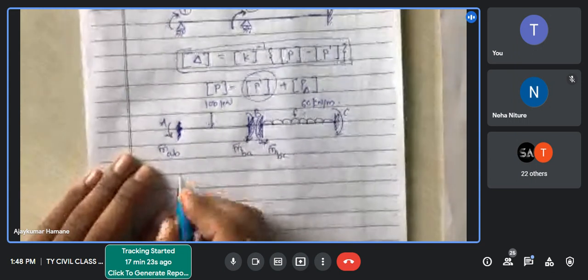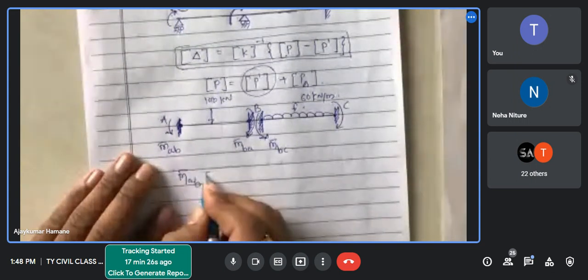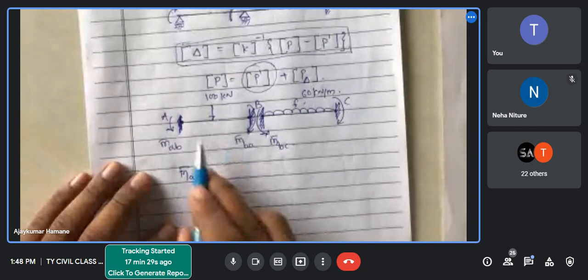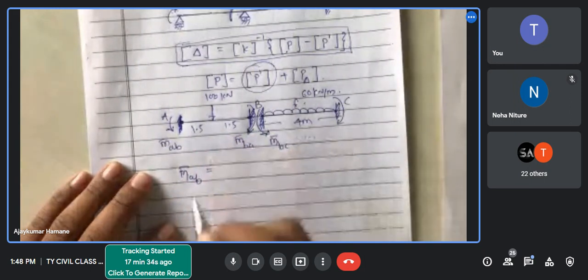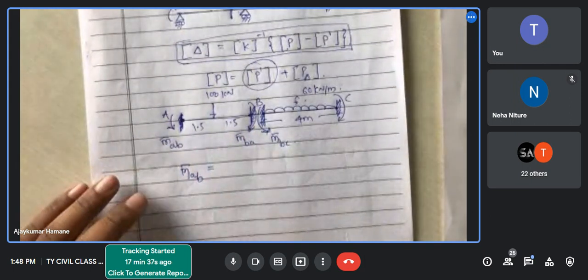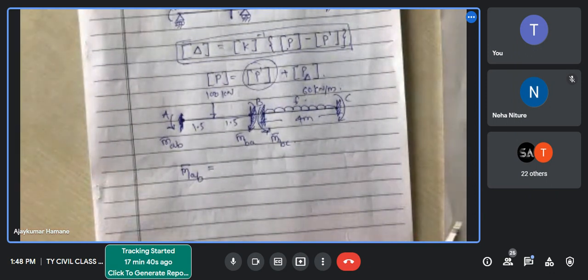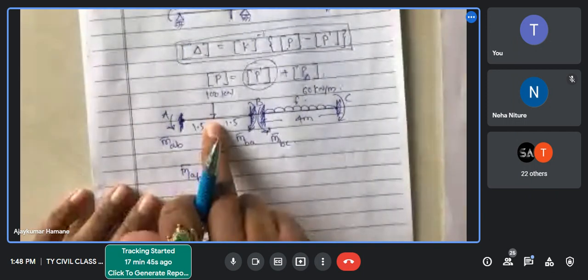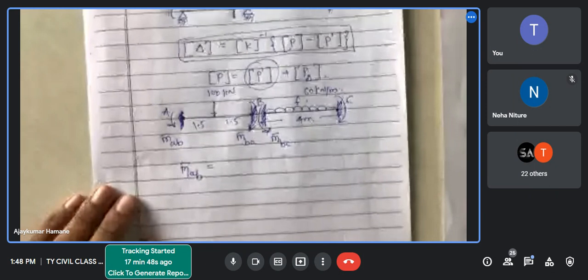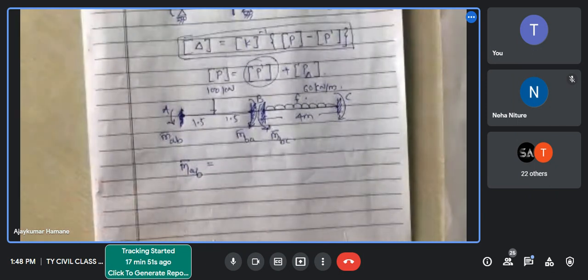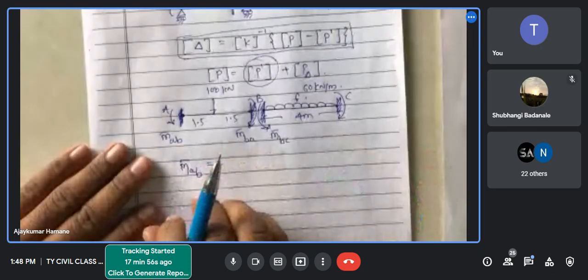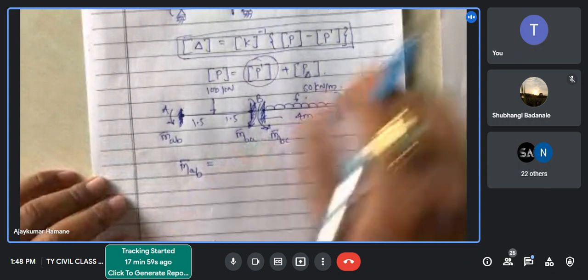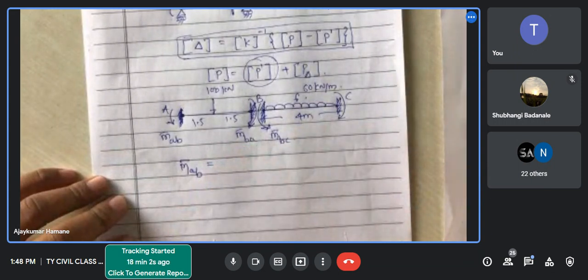So what is the fixed end M bar AB? Yes, anyone? Fixed end moments. Yes, 1.5, 1.5, and this is 4 meter. What is the fixed end moment when the point load is at center? WL by 4. WL by 4, not correct. Your basics is not up to the mark, students.